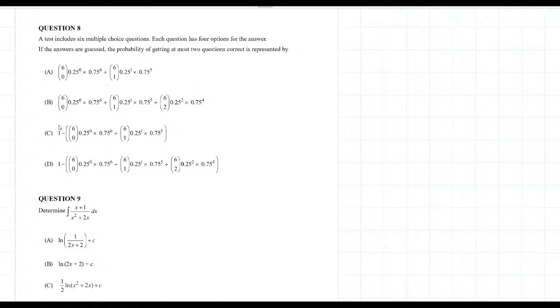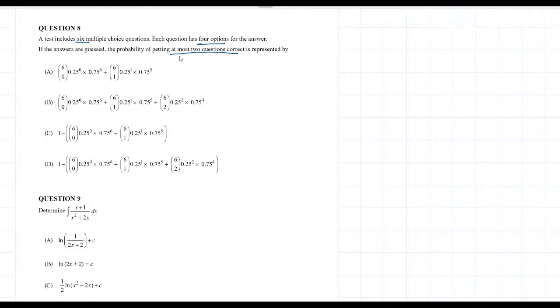All right, let's look at question 8. A test includes 6 multiple choice questions. Each question has 4 options. If the answers are guessed, the probability of getting at most 2 questions correct is represented by.